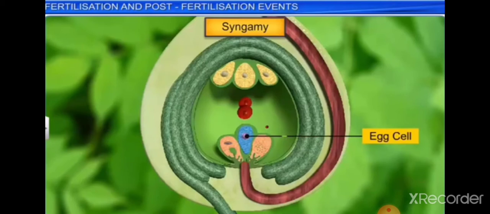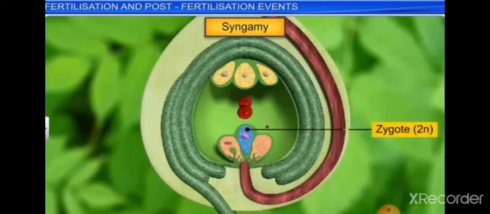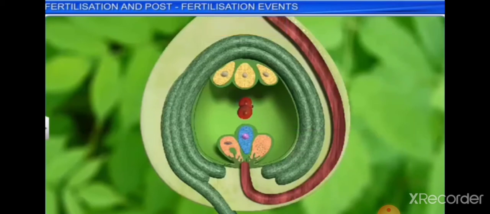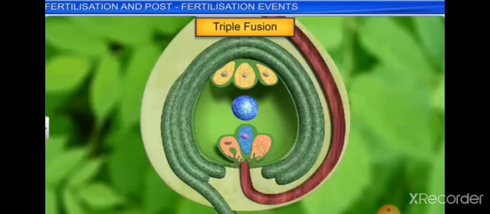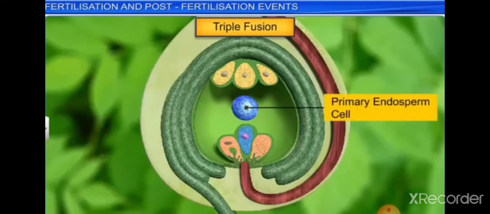One male gamete moves toward the egg cell and fuses with its nucleus. This fusion is known as syngamy, or the first fertilization, which results in the formation of a diploid zygote. Meanwhile, the other male gamete moves towards the two polar nuclei and fertilizes them, forming the triploid primary endosperm nucleus. This is known as triple fusion, as it involves the fusion of three haploid nuclei. After the triple fusion, the central cell is called the primary endosperm cell.